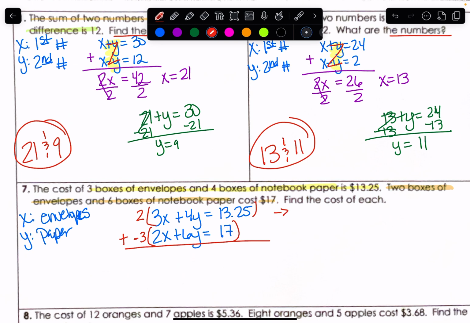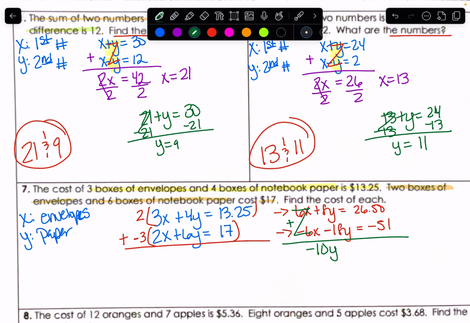So that means that my new equation would be 6x plus 8y equals 26.50. And then over here, negative 6x minus 18y equals negative 51. Now we can easily add them and eliminate our variables because 6x plus a negative 6x is 0. 8y plus negative 18y is negative 10y. And 26.50 plus negative 51 is, and forgive me because I need to use my calculator, minus 51.